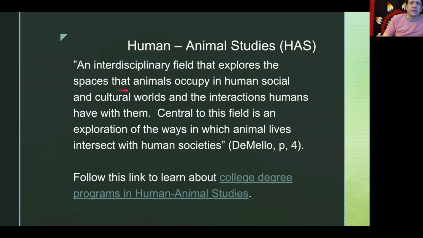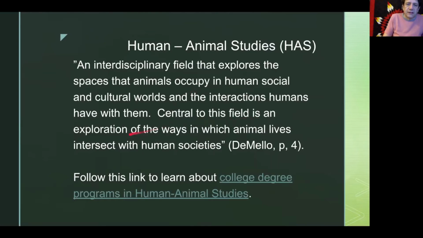It explores the spaces that animals occupy in human social and cultural worlds and the interactions humans have with them. So stop to just think about that a second. Explores the spaces that animals occupy in human social and cultural worlds. What isn't part of the human cultural and social worlds? Everything is part of human social and cultural worlds, at least from a human perspective. And all the interactions that humans and non-human animals may have with each other.